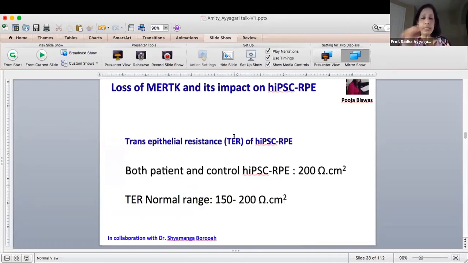One of the physiological tests to measure the function or physiological integrity of RPE is measuring the transepithelial resistance. So we measured transepithelial resistance in these iPSC differentiated RPE, and we do see that they have normal range TER. So physiologically, they appear to be normal at this point.